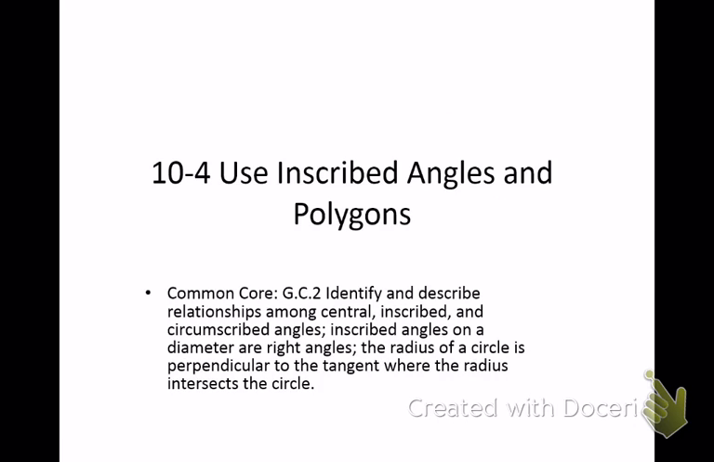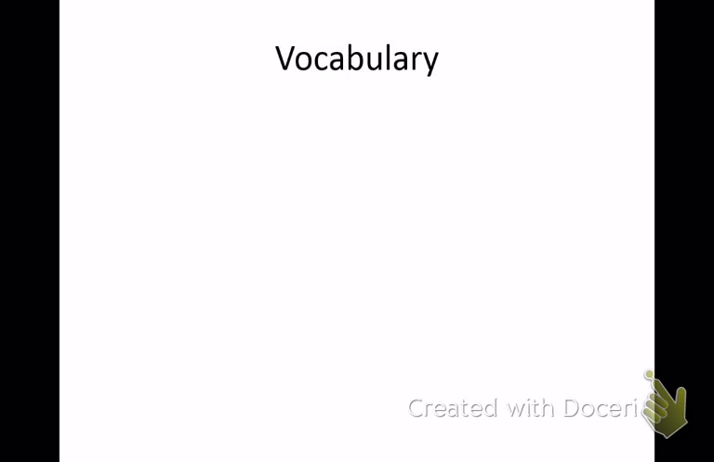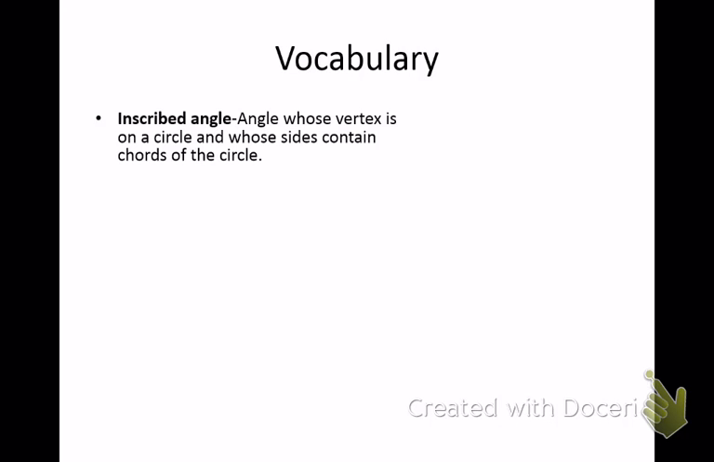Okay, next section talks about inscribed angles. So now we're going to move away from chords and talk about some more angle stuff. Inscribed angles and polygons. Well, what does that mean? It means vocabulary. We've got to know what some of this stuff means.